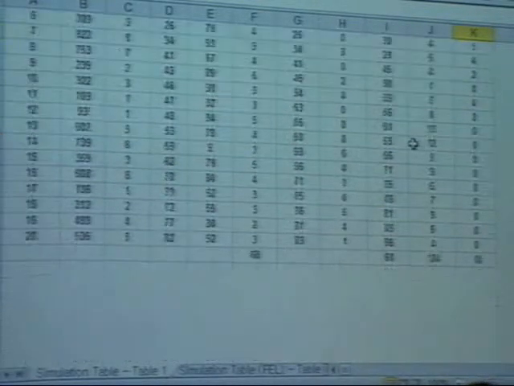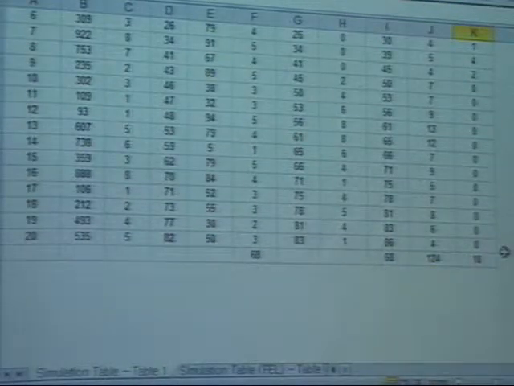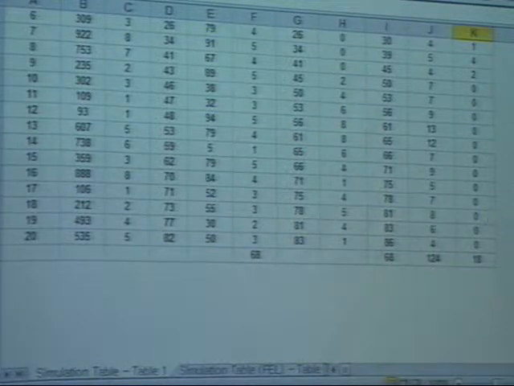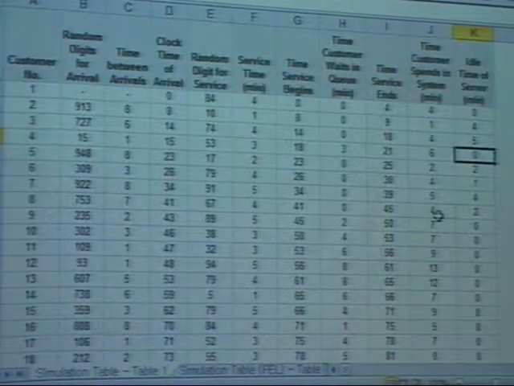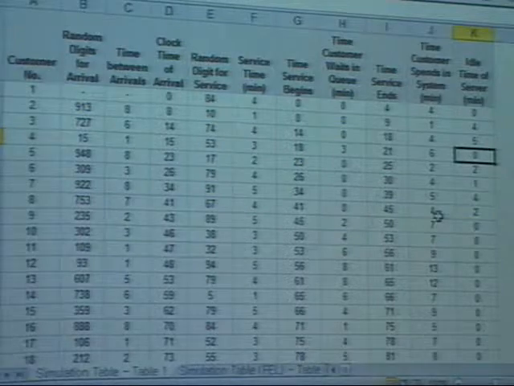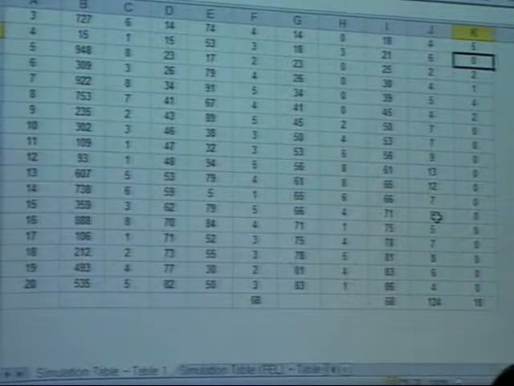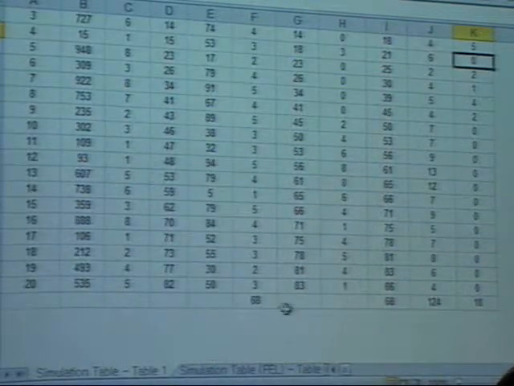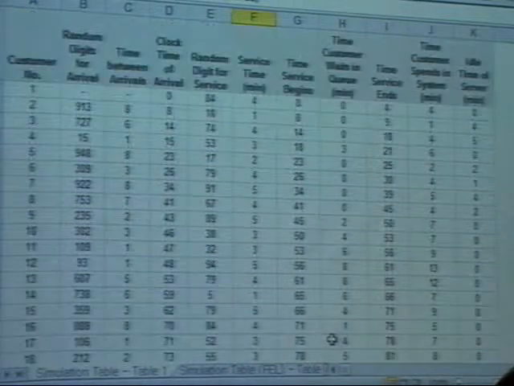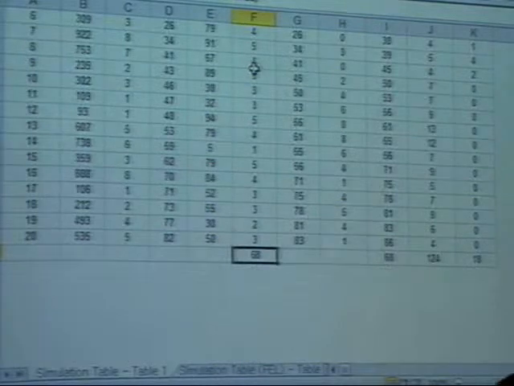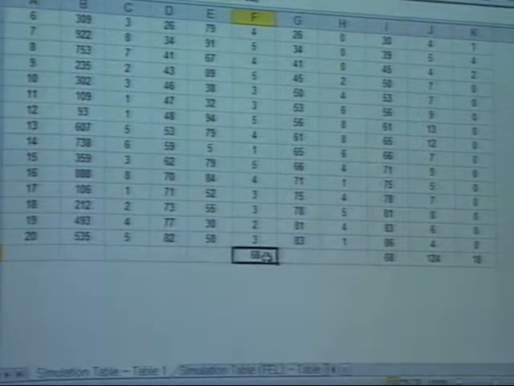And if you keep doing it, you can do it until the last customer enters and leaves the system. Any question about this table? This is how this discrete event simulation is done. And the important part is the statistics. Things like this. Service time. The summation of the service time is 68. Okay?